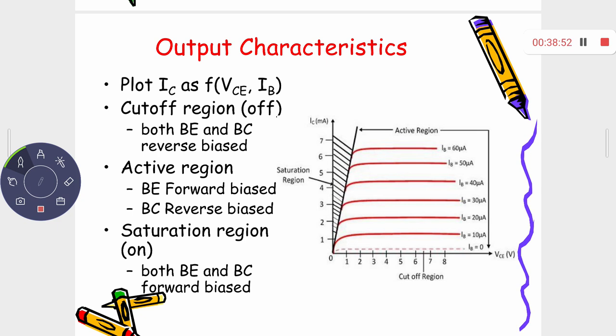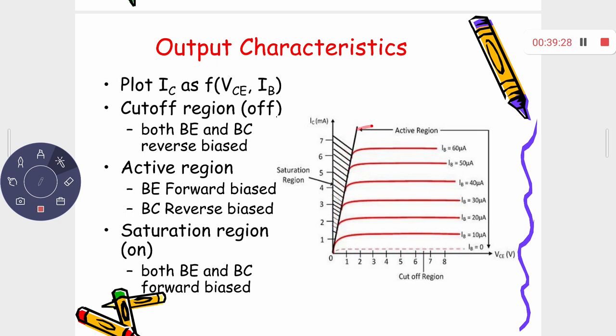When both the junctions, base emitter and collector emitter, are reverse biased, this is known as the cutoff region. The device is off. When both are forward biased, the device is in the saturation region. That means the device is on, acting as a closed switch. Here, the device acts as an open switch, no current, and here a closed switch, maximum current.